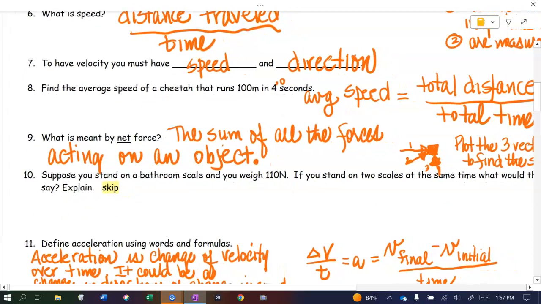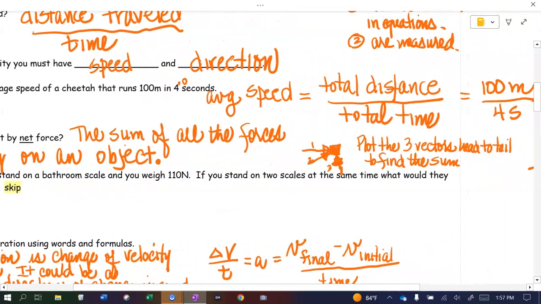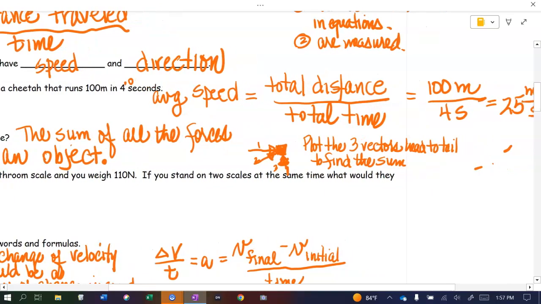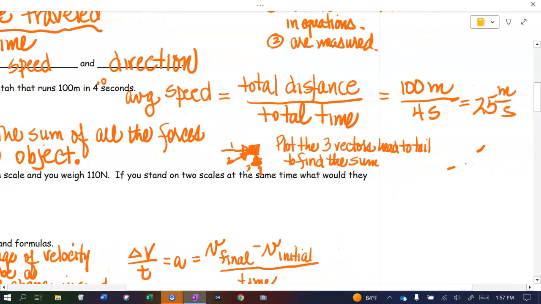Find the average speed of a cheetah that runs 100 meters in 4.0 seconds. So I added the 0 so we would have two significant digits. Well, the average speed is always the total distance divided by the total time. The cheetah went a total distance of 100 meters. And the time it took, the total time, was 4 seconds. Cheetahs are the fastest land animal.